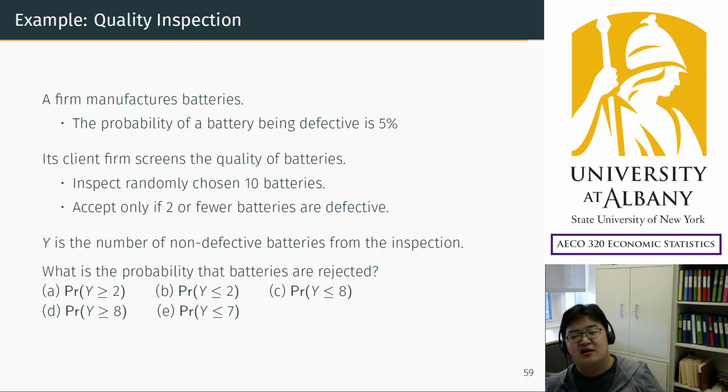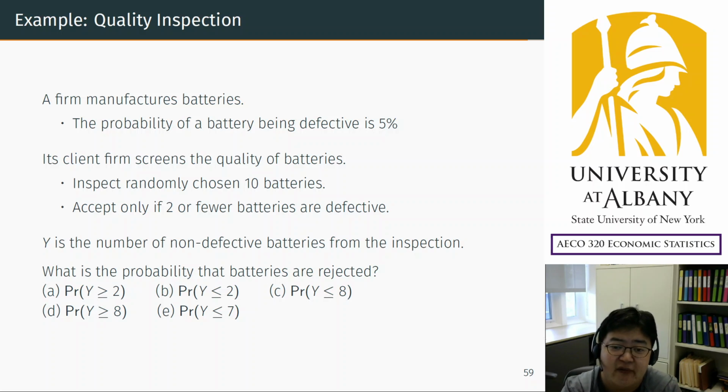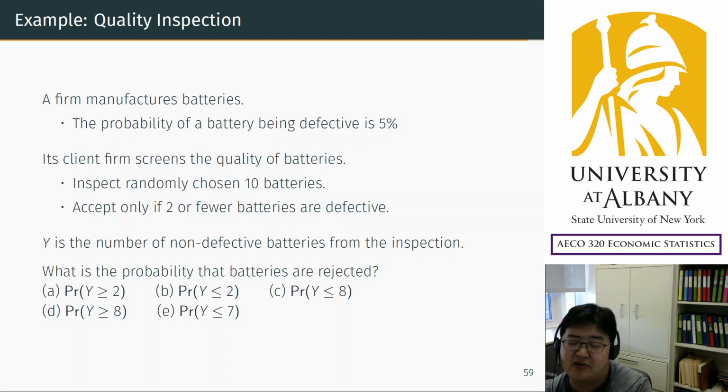So you may think it's generous, but of course the numbers are just made up for simplicity. Now I'm going to define the random variable y as the number of non-defective batteries from the inspection of 10 random batteries. So you choose 10 random batteries, and the number of non-defective batteries from those randomly chosen ones is y.